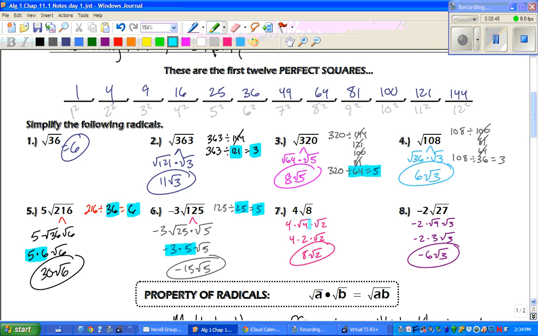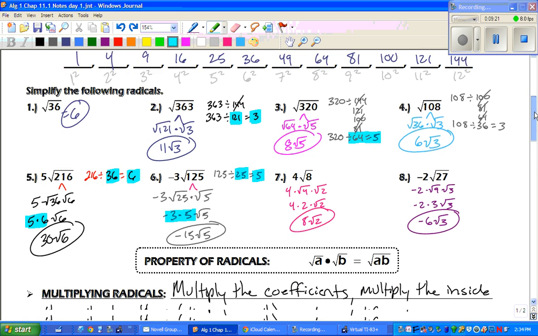Okay, and there are answers. 8 breaks down into the square root of 4 times the square root of 2, because we're looking for which perfect square it goes into. Square root of 4 is 2, and then 4 times 2 gives you 8. 27 breaks down into 9 times 3. The square root of 9 is 3. And negative 2 times 3 gives you negative 6.